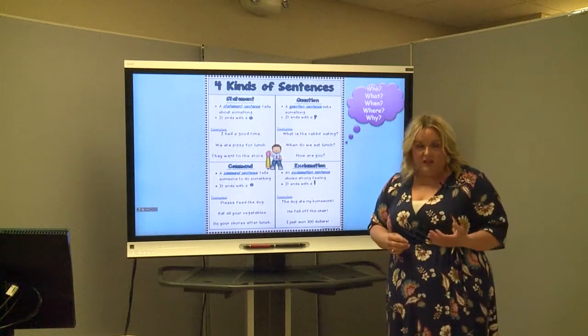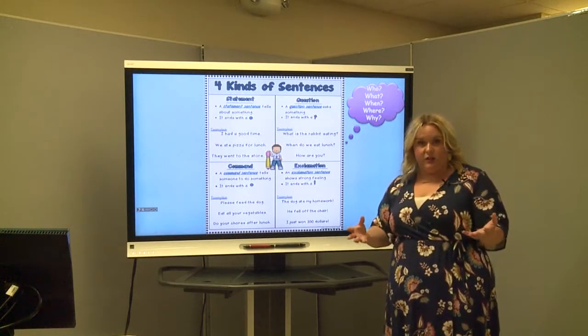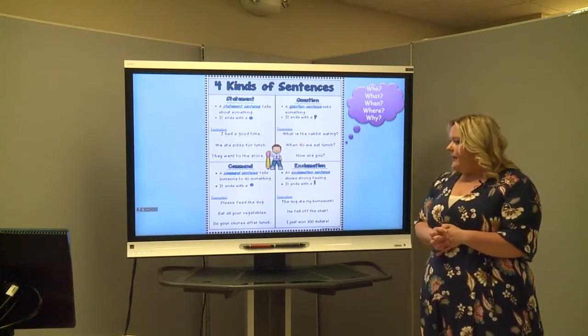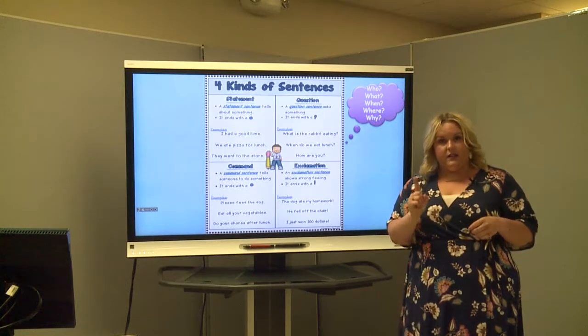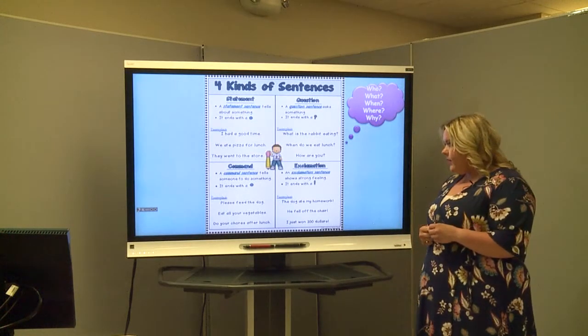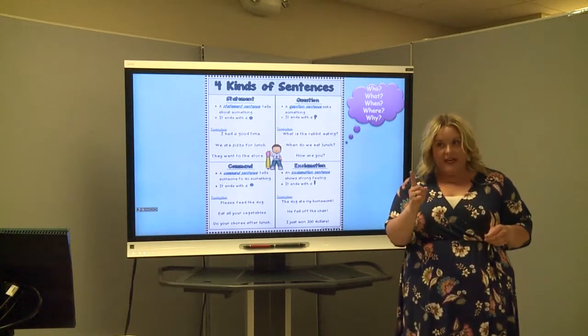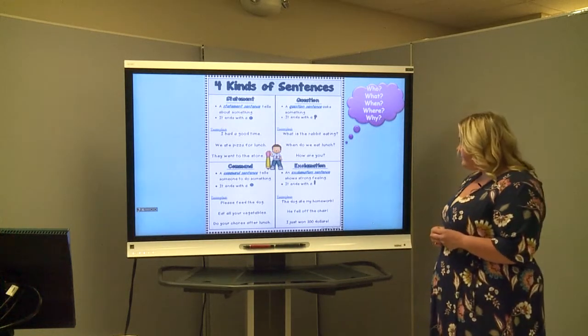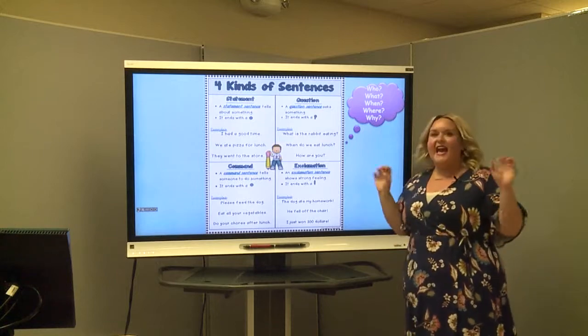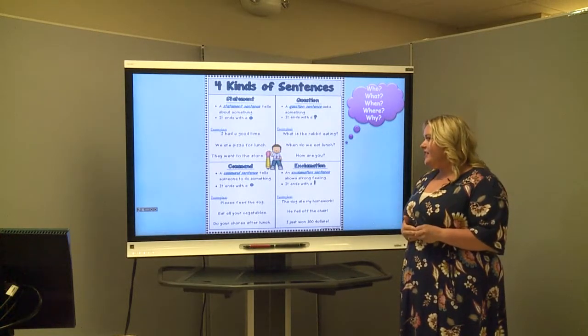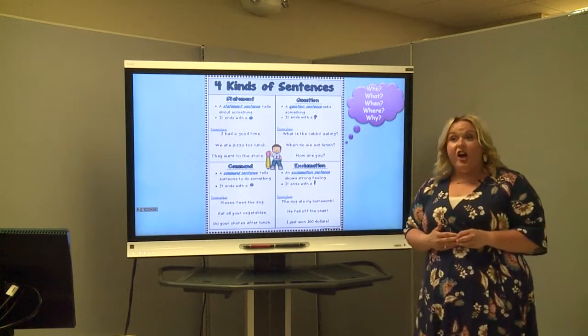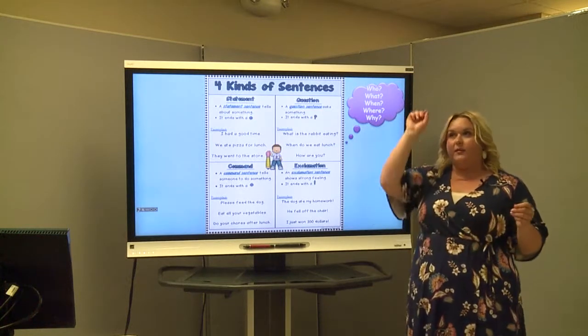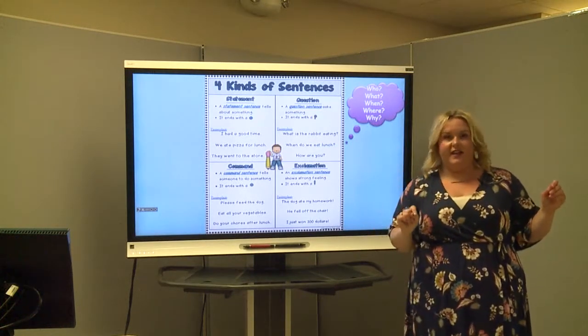So please feed the dog. Usually if it starts with please, that's a request. Eat all your vegetables. You are telling somebody to do something. Do your chores after lunch. You're telling somebody to do something. And the last one is an exclamation. An exclamation sentence shows strong feeling, and it always ends in an exclamation mark. Draw yourself an exclamation mark, a line, and a dot.